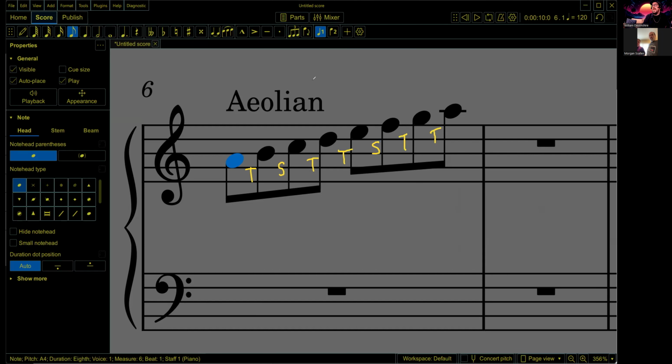So you can see we've got the Aeolian or minor scale. Its underlying pattern is tone, semi, tone, tone, semi, tone, tone. But a much easier one to remember is the major scale, which is just tone, tone, semi, tone, tone, tone, semi.